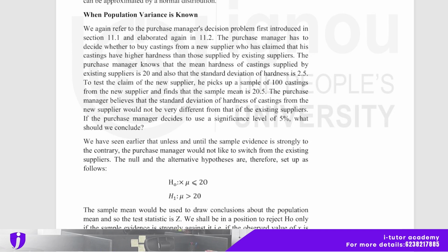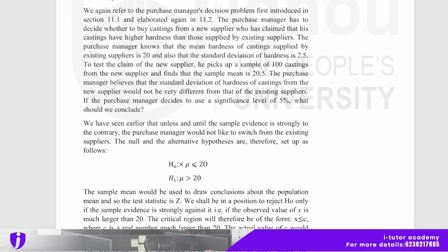The purchase manager has to decide whether to buy castings from a new supplier who has claimed that his castings have higher hardness than those supplied by existing suppliers. The purchase manager knows that the mean hardness of castings supplied by existing suppliers is 20 and also that the standard deviation of hardness is 2.5. To test the claim of the new supplier, he picks up a sample of 100 castings from the new supplier and finds that the sample mean is 20.5.